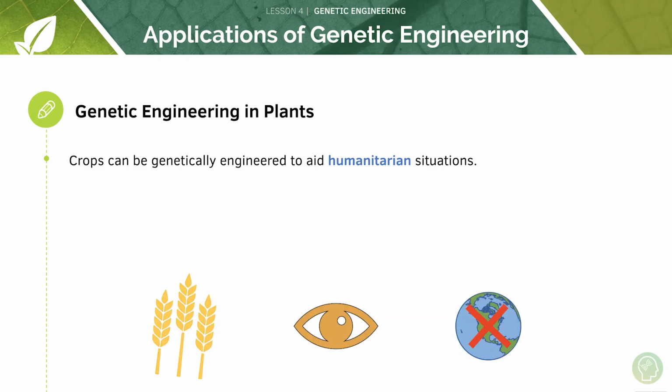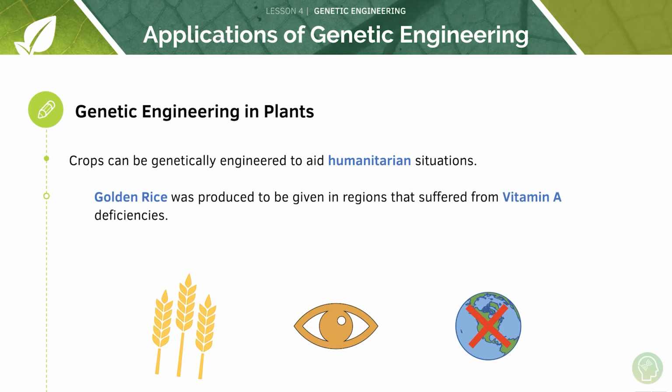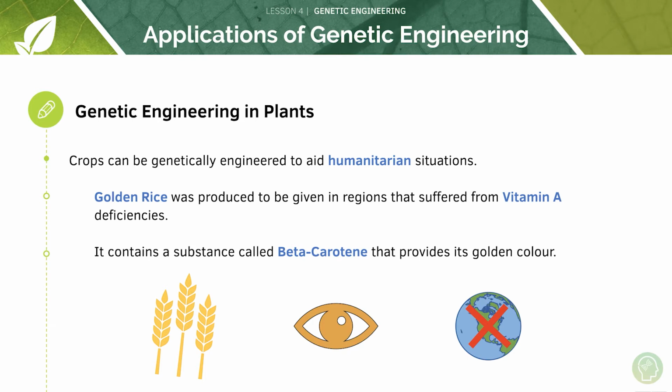Crops can also be genetically engineered to aid humanitarian situations. For example, golden rice was produced to be given in regions that suffered from vitamin A deficiencies. Golden rice contains a substance called beta-carotene that provides its golden colour. And this supplements the vitamin A in vitamin A deficient people and therefore aided with vision problems across the world. However, due to debate over GM crops, golden rice was not produced worldwide, but instead it was given to regions that actually suffered from the vitamin A deficiency.